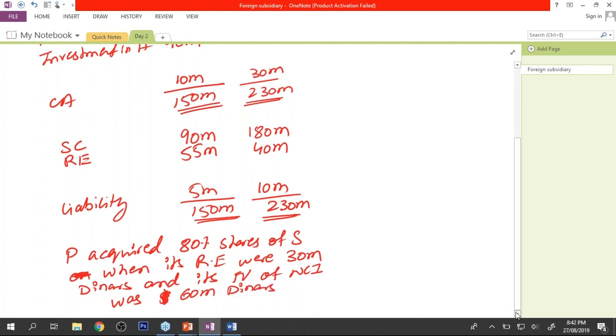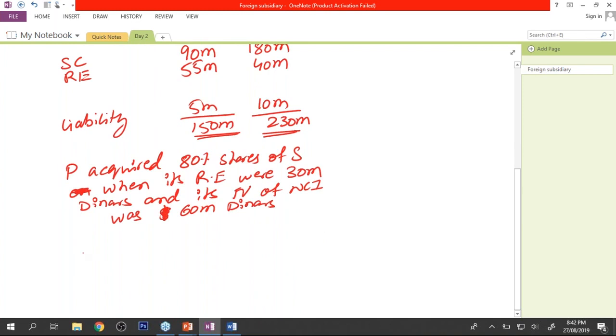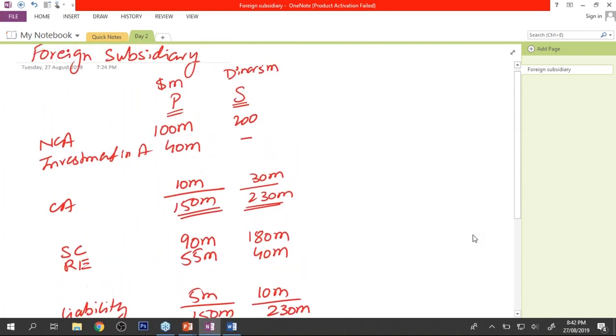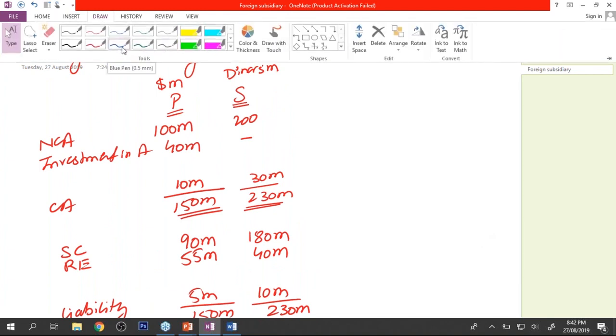And for this, we also need the exchange rates. So the exchange rate at acquisition was, let's suppose, $5 per dinar. The rate at the balance sheet date was, let's suppose, $4 per dinar. And the average rate was, let's suppose, $4.5 per dinar. So this is the information that will be given to you in the exam. And now we are going to solve this question. I'm going to change the marker.